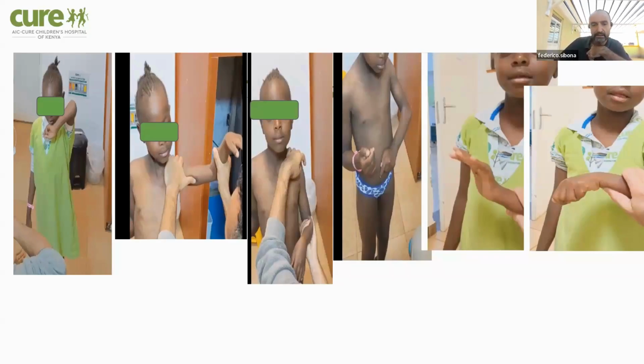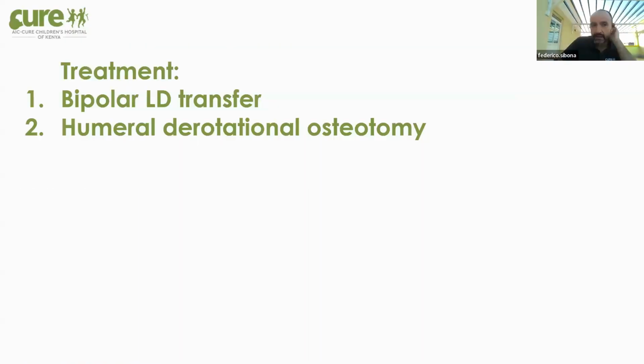And on top of all of this, and that's another topic, she has a chronic radial head dislocation. So given her age, I decided to go with a latissimus dorsi bipolar transfer and humeral derotational osteotomy using the medial approach that was published by Scott Kozin.